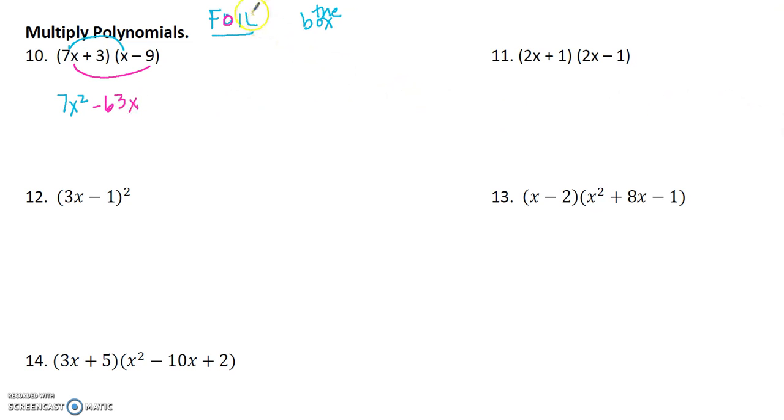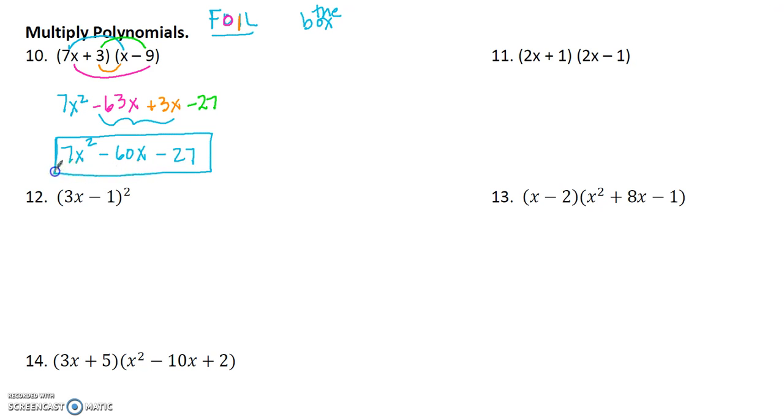The I in FOIL stands for inner, so that means 3 times x, which will give me a positive 3x. And then the L stands for last, so I've got 3 times a negative 9, which will give me a negative 27. And then my two middle terms usually are like terms that I can combine. So I'm going to end up with 7x squared, and then minus 60x, and then minus 27. Okay, so that's using FOIL.